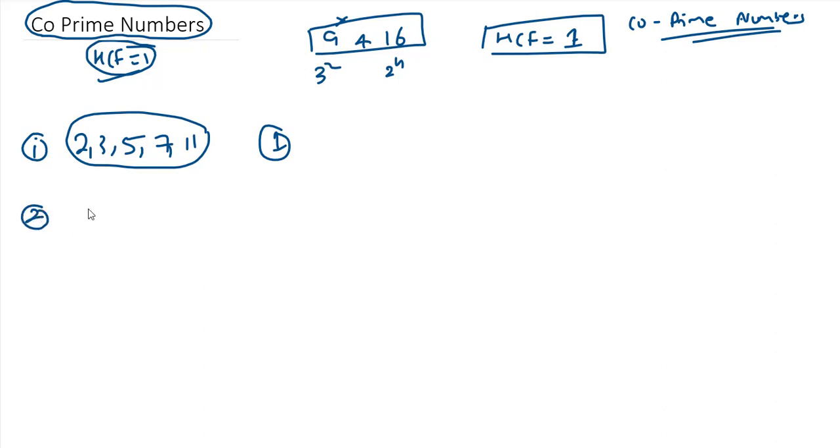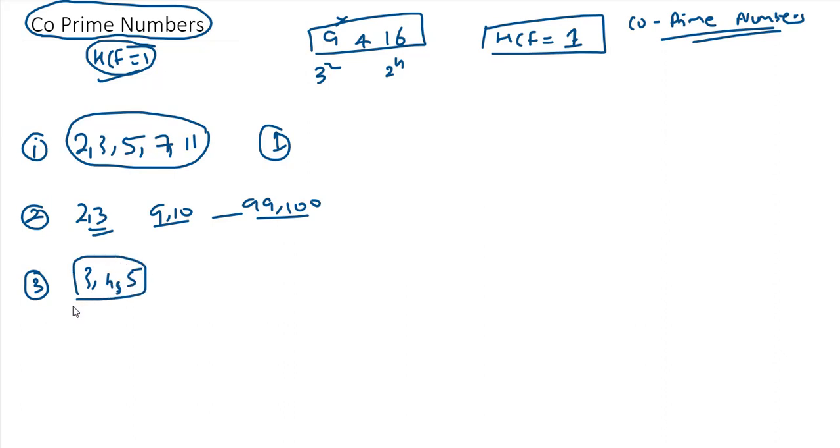Even two consecutive natural numbers, 2, 3, 9, 10, 99, 100, their HCF will always come out to be equal to 1. Hence, it will be classified under co-prime numbers. Then, three consecutive natural numbers with the first number as odd, 3, 4, then 5, their HCF will also come out to be equal to 1. Hence, they will be classified under co-prime numbers. So, these are the certain techniques that you can use for identifying two co-prime numbers. Remember, their HCF will always be equal to 1.